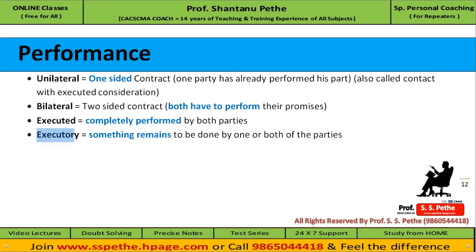Now let's see executory contract. It means a contract where something remains to be done by one or both of the parties. It means something has already been done and something is still to be done. Something is left to be performed. So it is called executory contract.